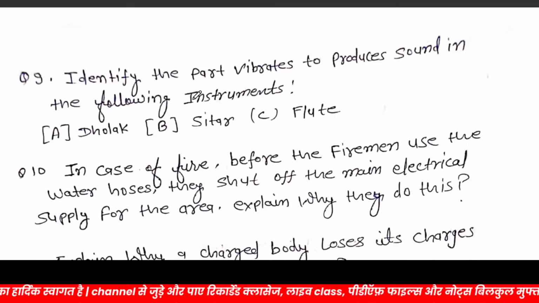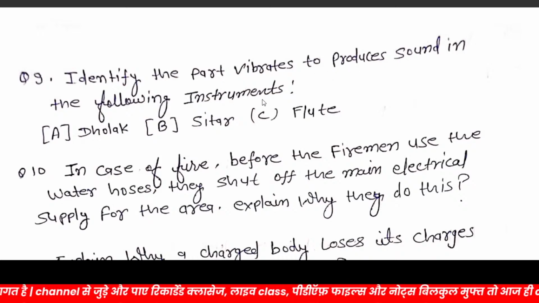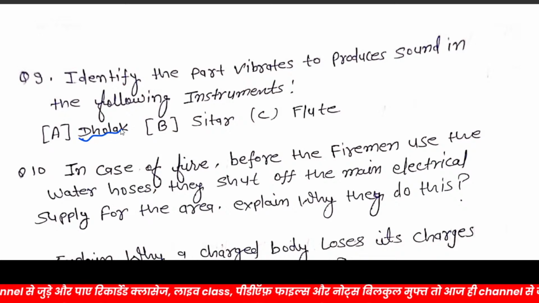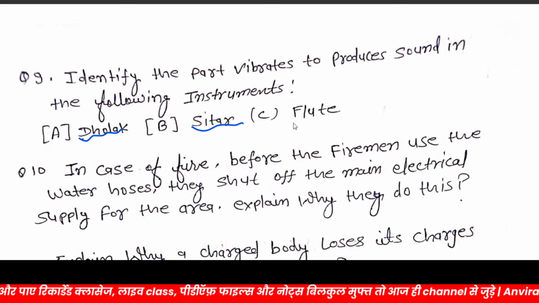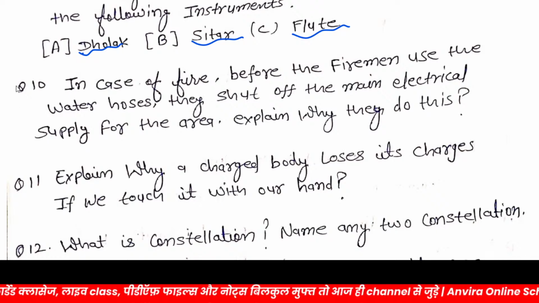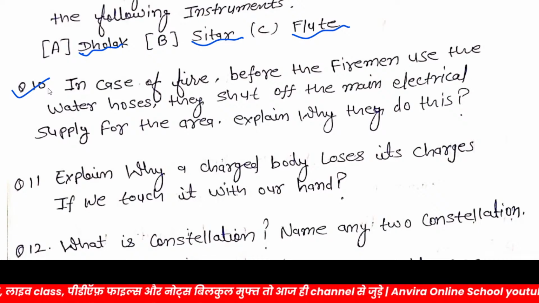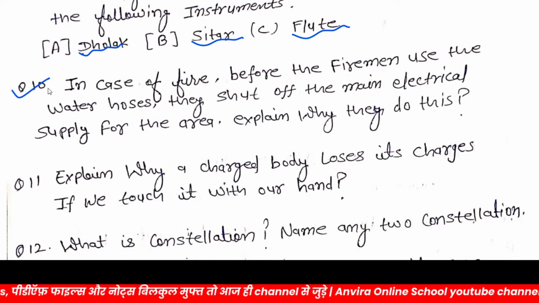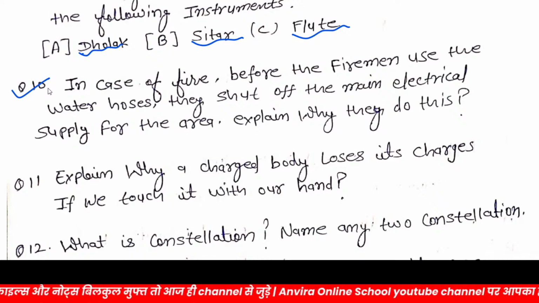Next, identify the part vibrating to produce sound in the following instruments. First, dholak, stretched membranes; sitar, string of sitar; flute, air columns. Next, number 10. In case of fire, before the firemen use the water hose, they shut off the main electric supply for the area. Explain why they do this.